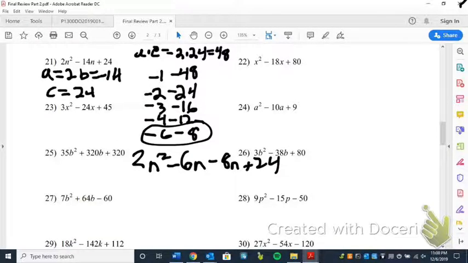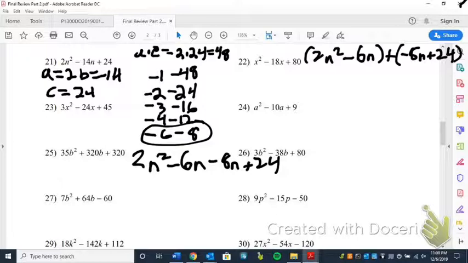Next step is we group together. So I'm going to go up to the top right here. So we have 2n squared plus, it's not a plus 6n, that's a minus 6n, plus a negative 8n plus 24. I'm going to do the greatest common factor.